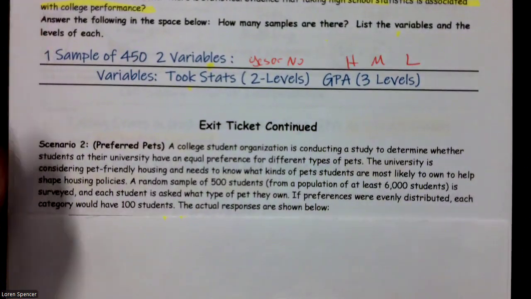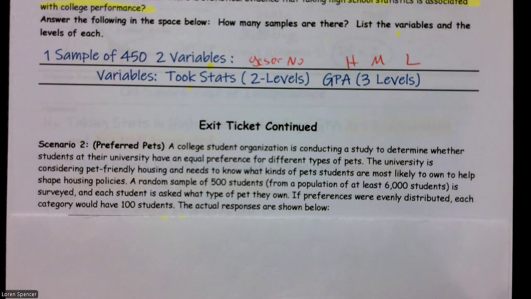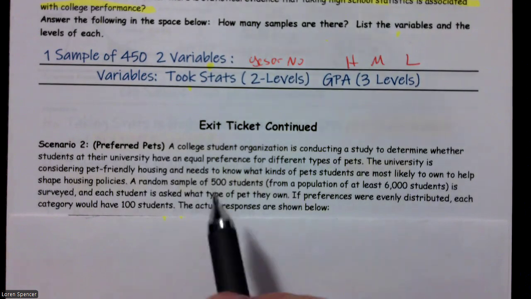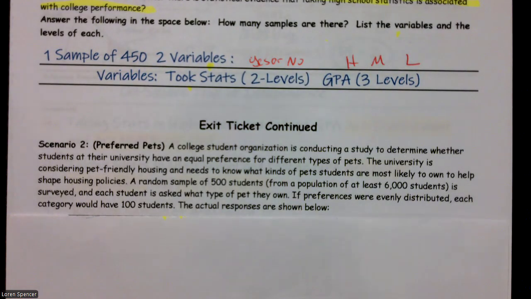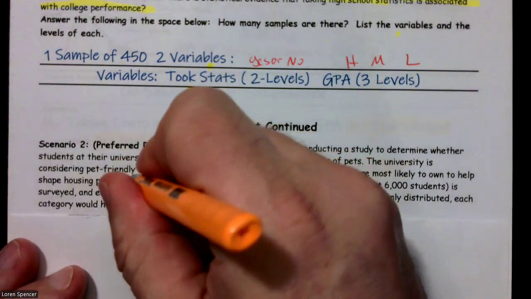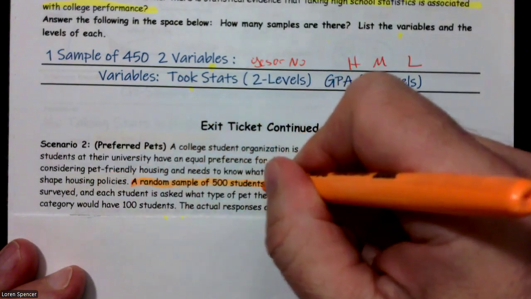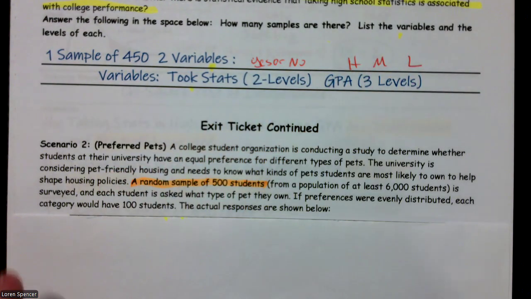A college student organization is conducting a study to determine whether students at their university have an equal preference for different types of pets. A random sample of 500 students from a population of at least 6,000 is surveyed, and each student is asked what type of pet they own.